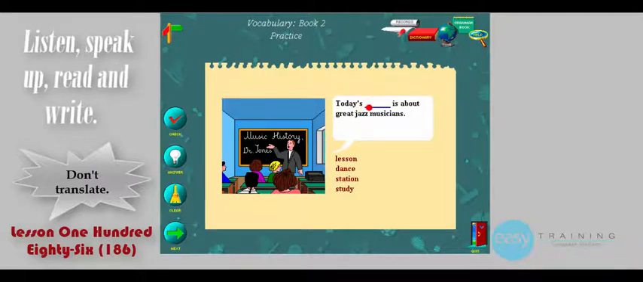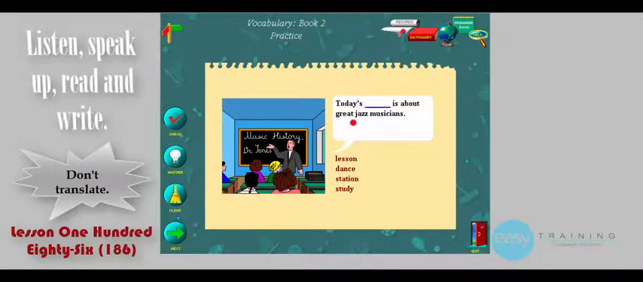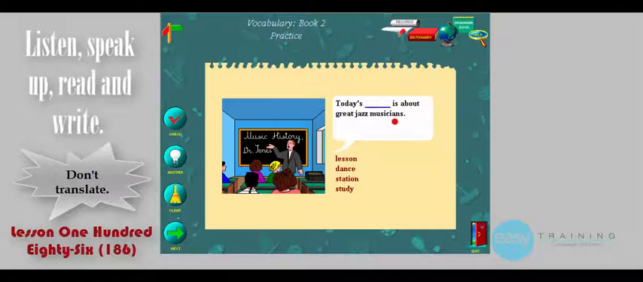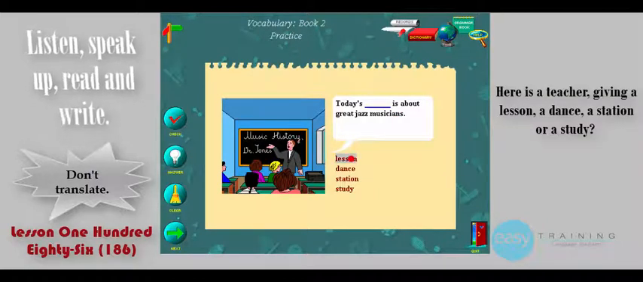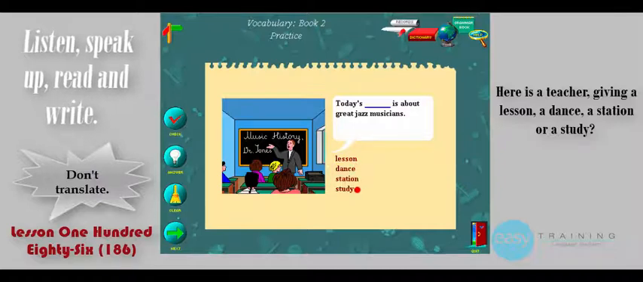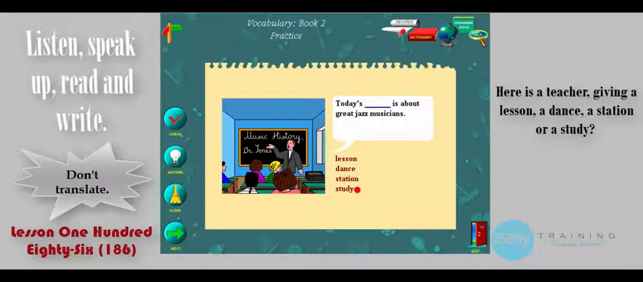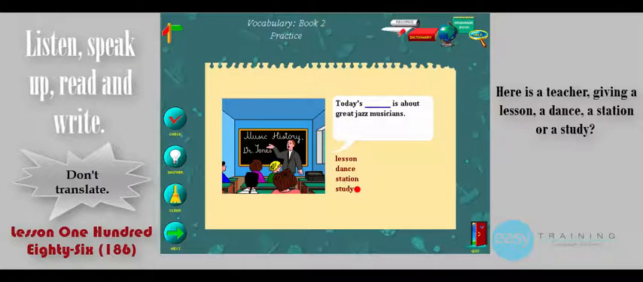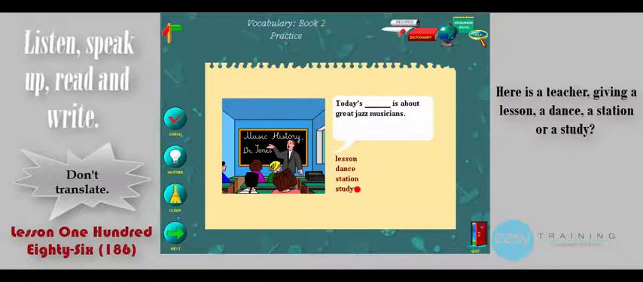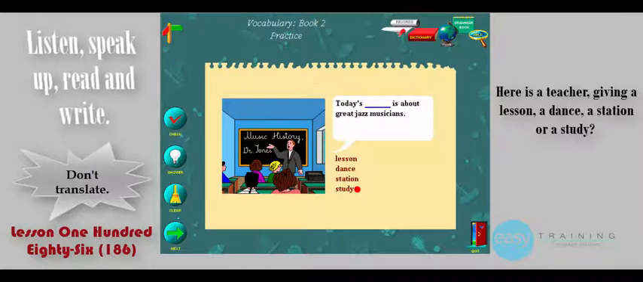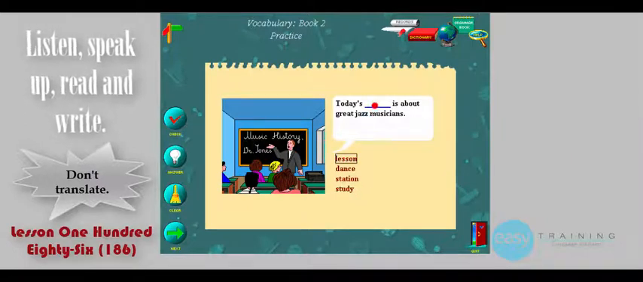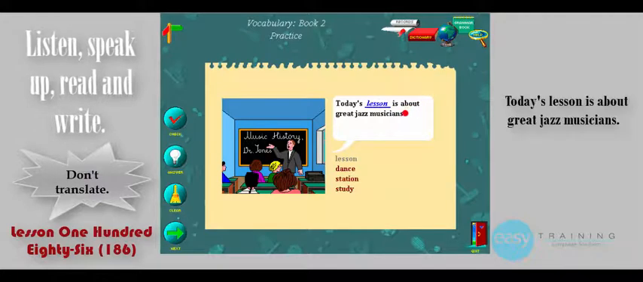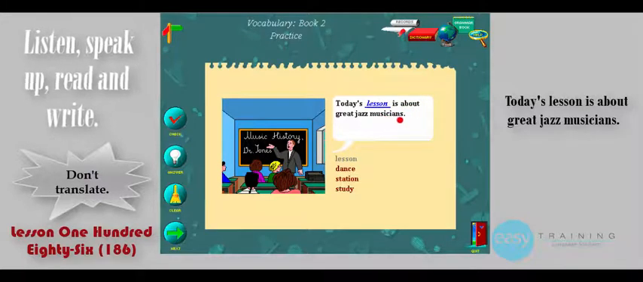Today's blank is about great jazz musicians. Here is a teacher giving a lesson, a dance, a station, or a study. Well, perhaps you have understood that this teacher is giving a lesson. So today's lesson is about great jazz musicians, he says.